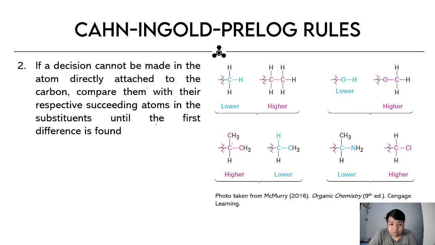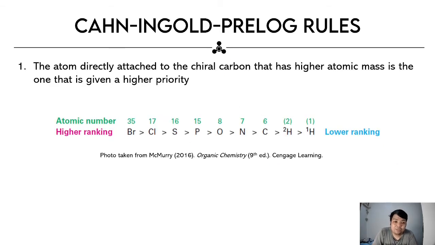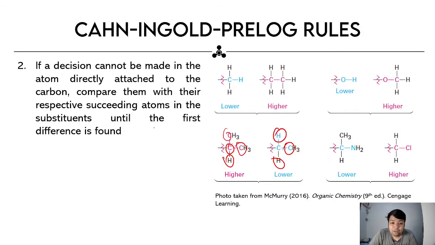They don't have a difference in the first atom, which is carbon, and the atom directly attached to the first atom, which is also carbon. So you look for the other atoms directly attached to the first atom. So here, these are the same hydrogen atoms. However, there is a difference here, where in this case, this is a carbon atom, while in this case, this is a hydrogen atom. Now, since this carbon is a higher priority than hydrogen based on rule number 1, therefore, this substituent will be given a higher priority.